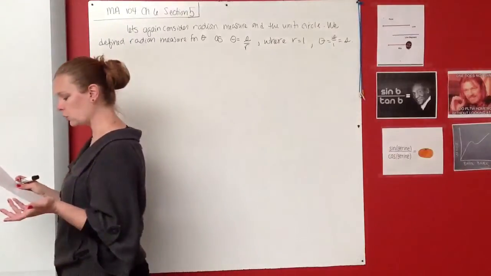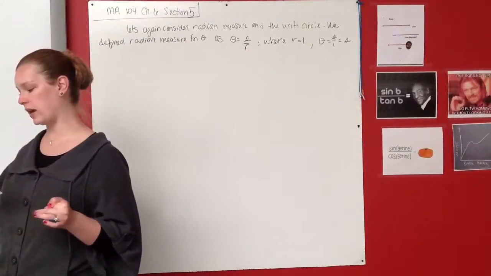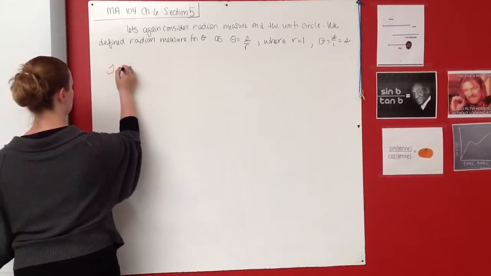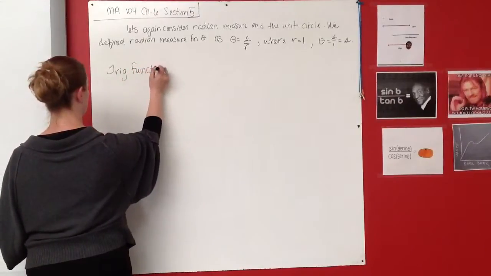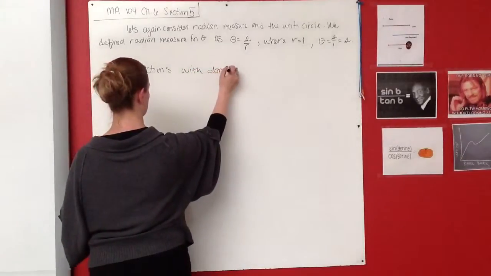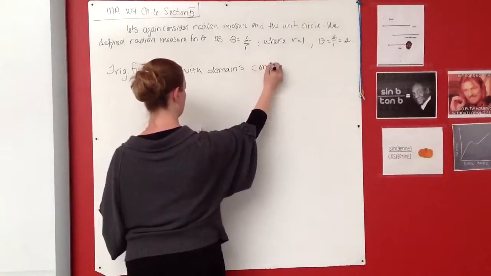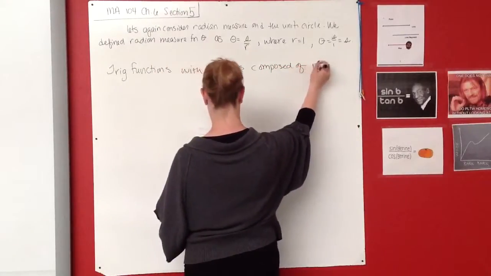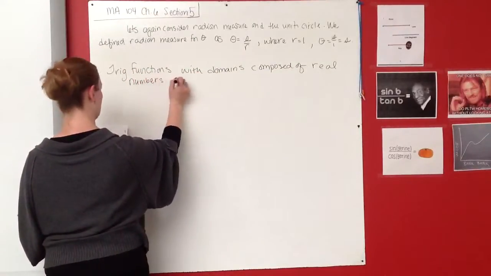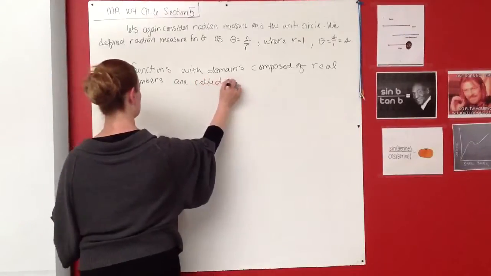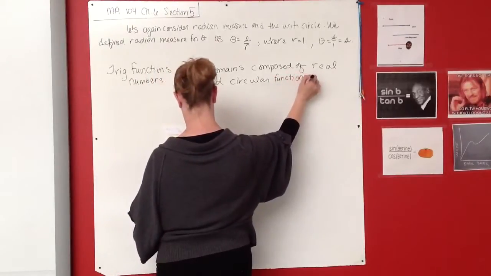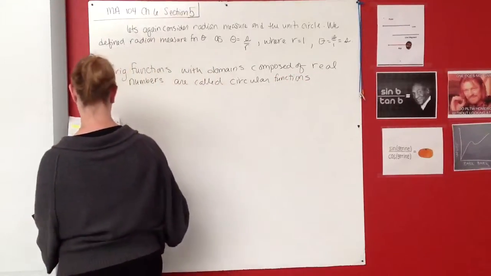Okay? So what we're going to do now is extend our trig functions using domains that are composed of real numbers or radians. So trig functions with domains composed of real numbers are what we call circular functions. Okay? So we have some basic circular functions.